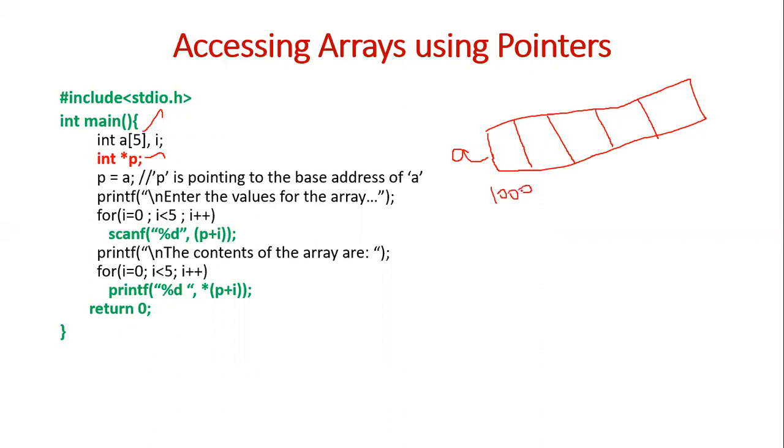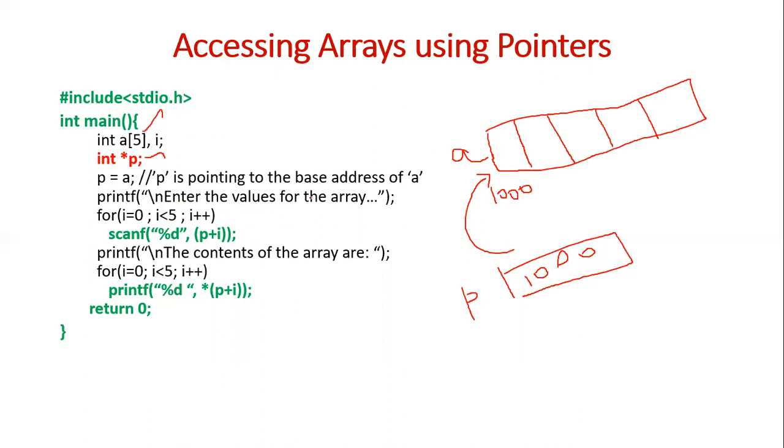Okay. Now here you are giving p is equal to a. It means that p is pointing to the starting address of the array. So p is holding 1000. So p is pointing to the first location of this particular array. Okay. Now we are asking the user to enter the values for this array, but we are going to read these values not in a normal way, but by using a pointer. Okay, not in a direct way.